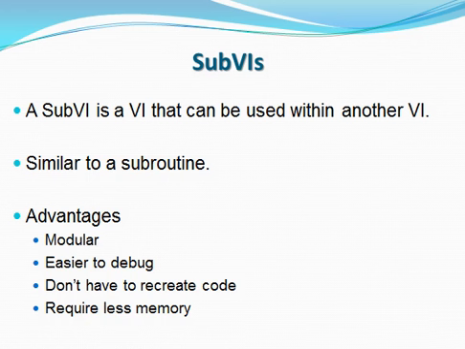The next one is a sub VI. After you build a VI and create its icon and connector pane, you can use it in another VI. A VI within another VI is called a sub VI. A sub VI is a VI that can be used within another VI, similar to subroutines. Its advantages are that it is modular, easier to debug, you don't have to recreate the code, and it requires less memory. Using sub VIs helps you manage, change and debug the block diagram quickly.